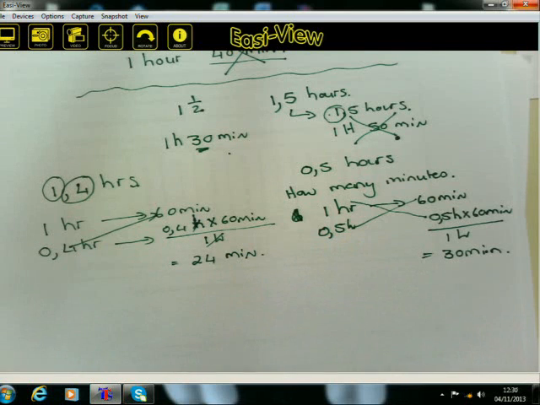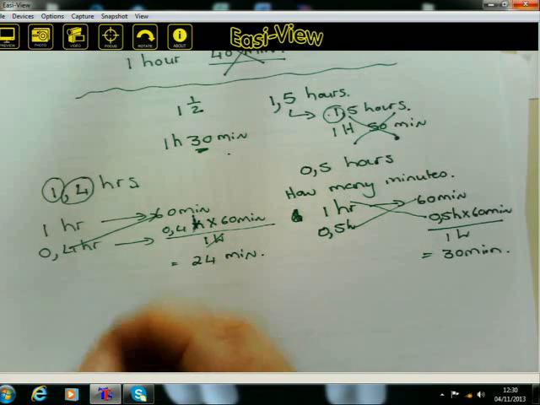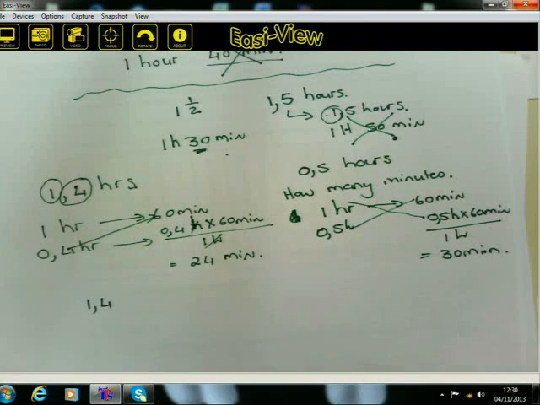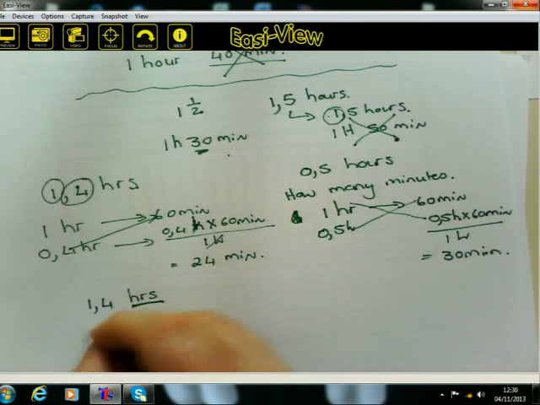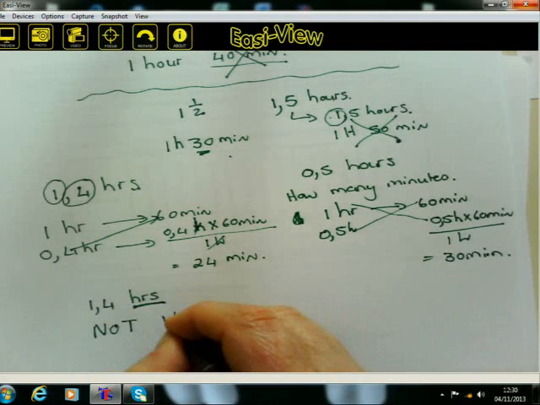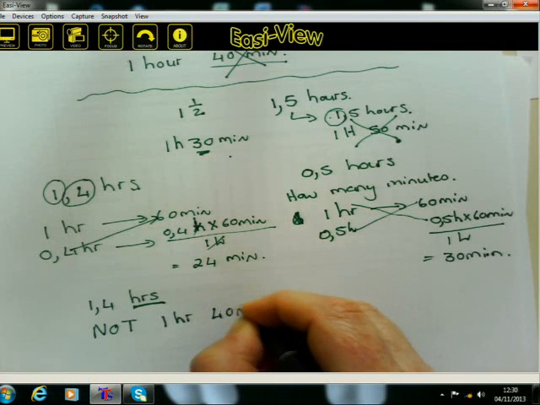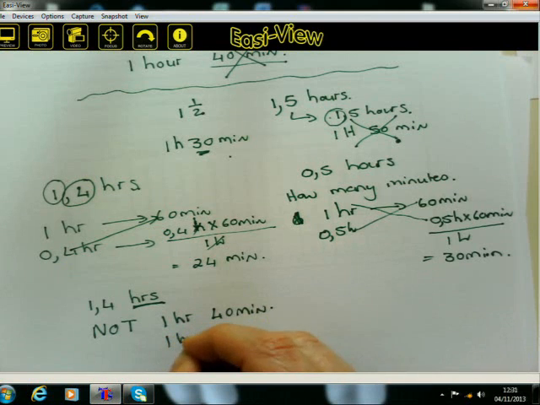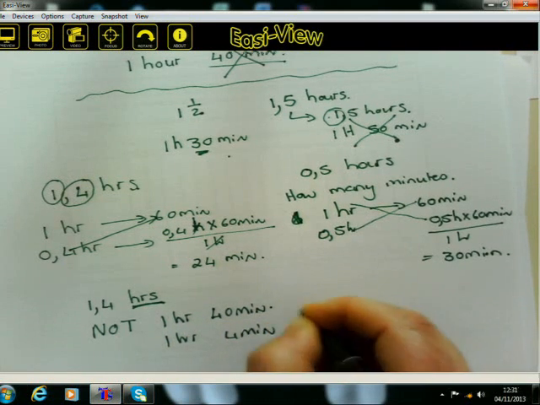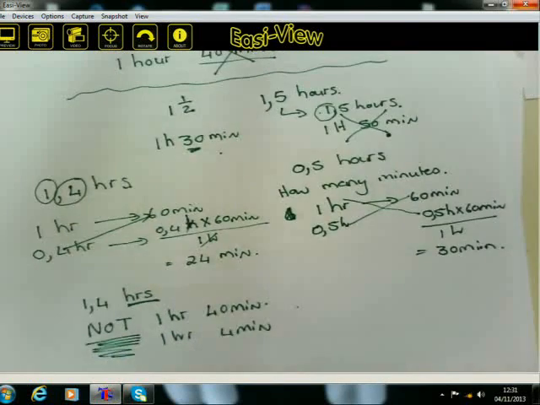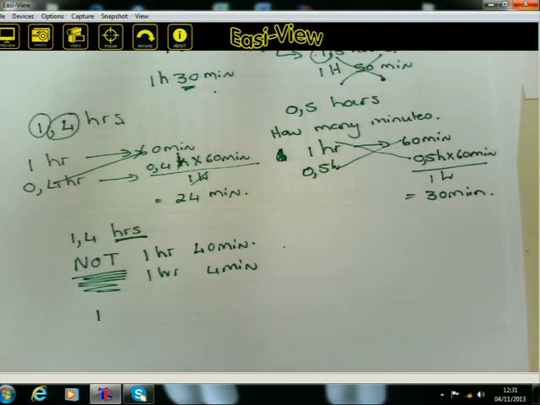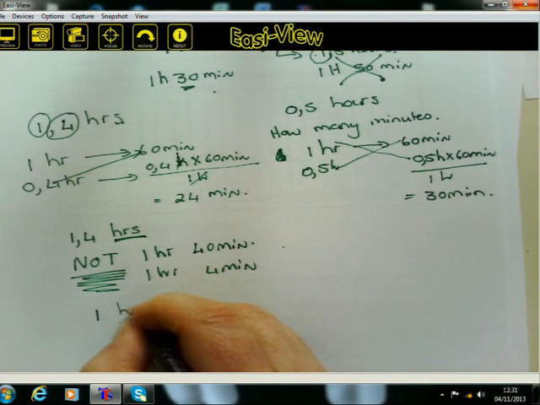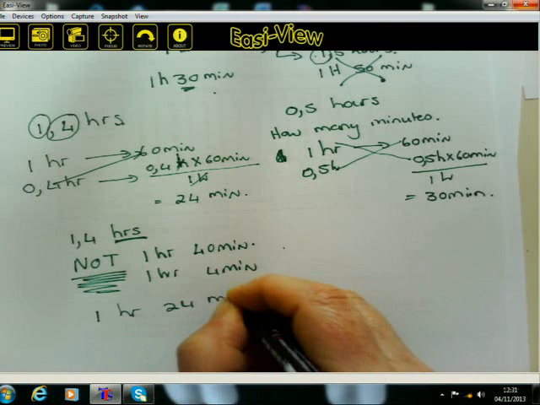So Grade 12, please, when it comes to something like 1.4 hours, don't think it's 1 hour 40 minutes or 1 hour 4 minutes. It is not. You must go and work out what fraction it is. And in this case, we can see that it will mean 1 hour 24 minutes.